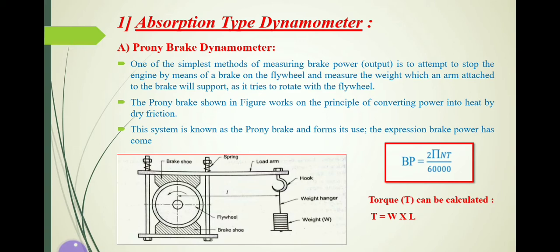These brake shoes apply force or pressure on the flywheel so that the output shaft stops at one point, and at that point we measure the balancing weight. By using that weight and the length of the distance from the shaft to the hanger, we find the torque using the formula W into L, and by using that we find the brake power, 2 pi NT divided by 60,000.